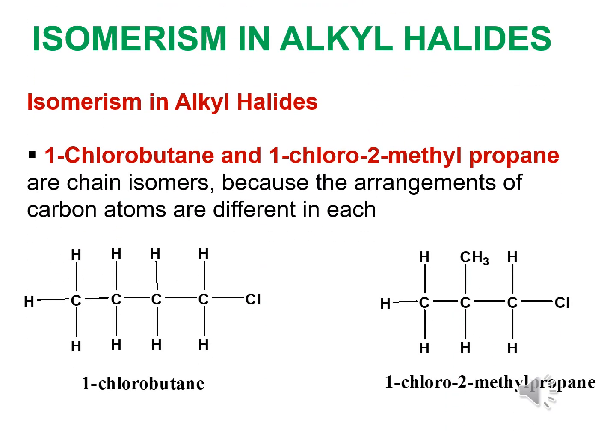In chain isomerism, we are moving from straight chain to branching isomer. So from 1-chlorobutane to 1-chloro-2-methylpropane. These are called chain isomers.